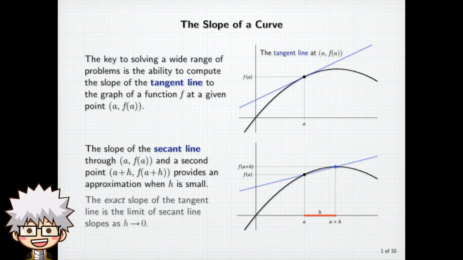And the exact slope of the tangent line is the limit of secant line slopes as h approaches 0. Here we see what happens as h gets smaller. Notice that the slope of the secant line is getting closer and closer to the slope of the tangent line.